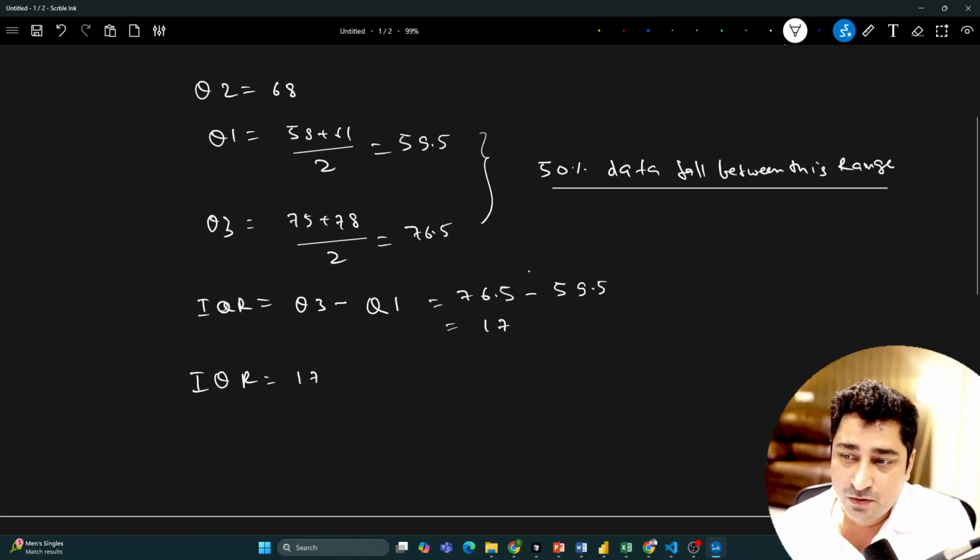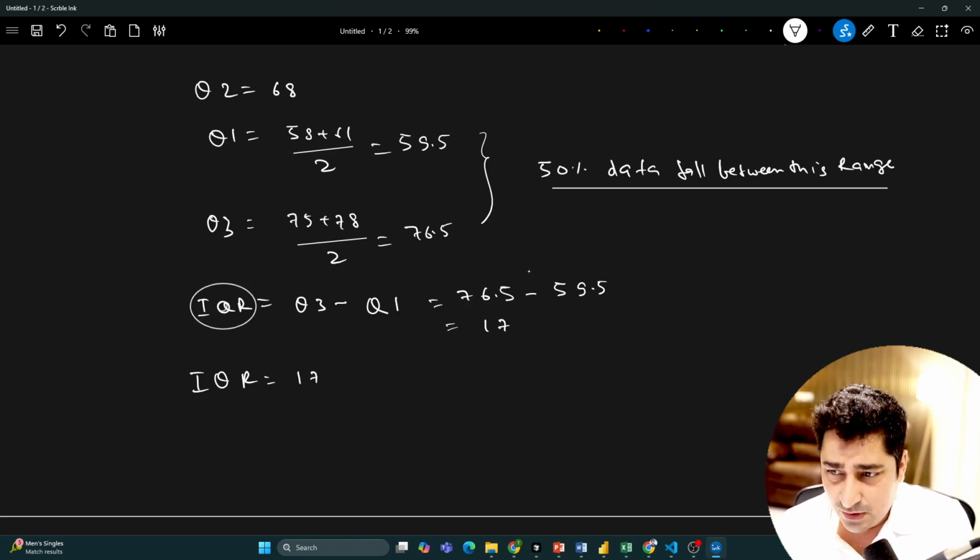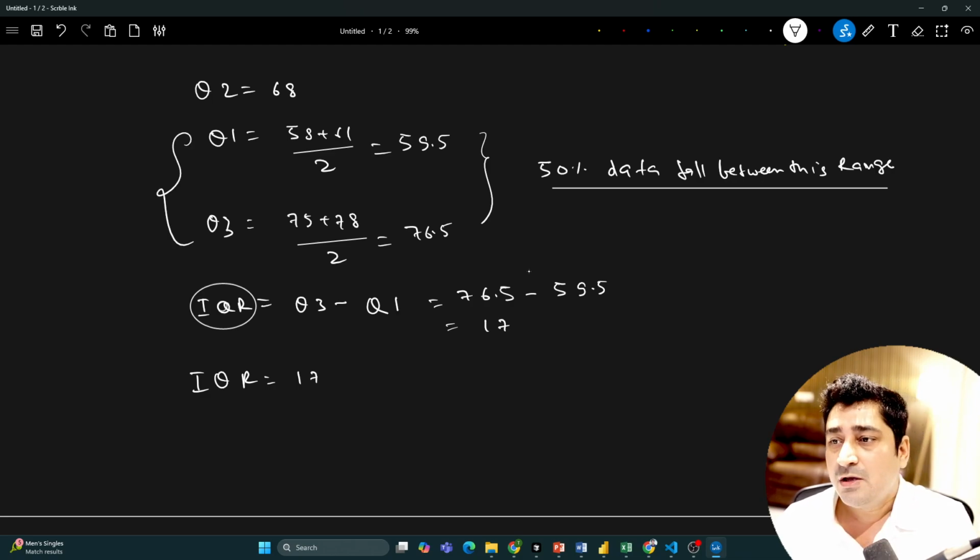Plus, this IQR is also used to find out where the majority of the data set is going to be, because the majority of the data set will fall between Q1 and Q3. This is something you will be able to find out from the entire interquartile range that you calculate. So I hope all of you are able to understand.